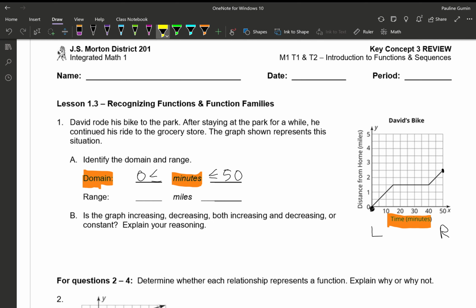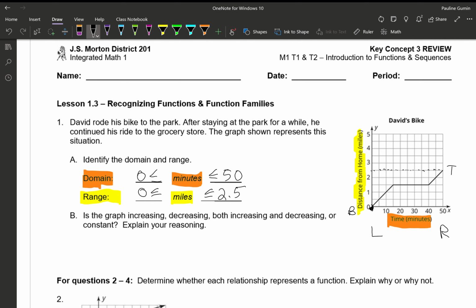Let's do the same thing for range. Ranges are y's, and in this case, they're right here, they're miles. So now I'm looking at this graph again, and I'm looking from the bottom to the top of this graph. So I'm kind of looking at it sideways. I see that it starts at 0 on the bottom, and the top seems to be right here. So let's see, where is that? 2.5. So we start at 0 miles, and we end at 2.5.